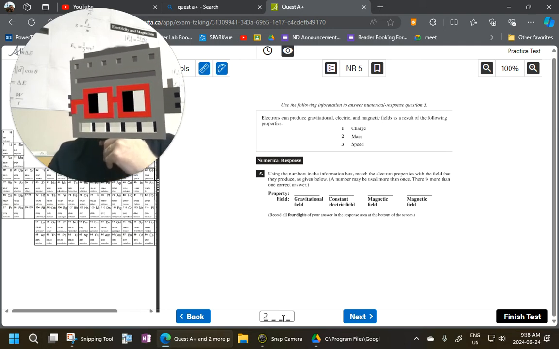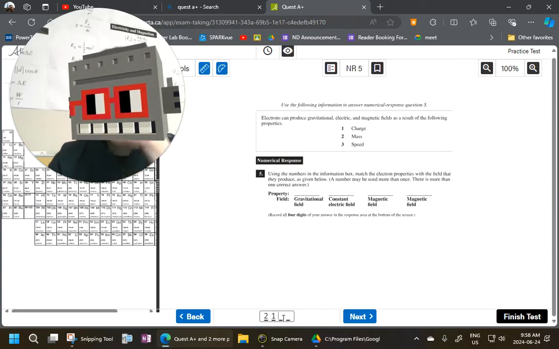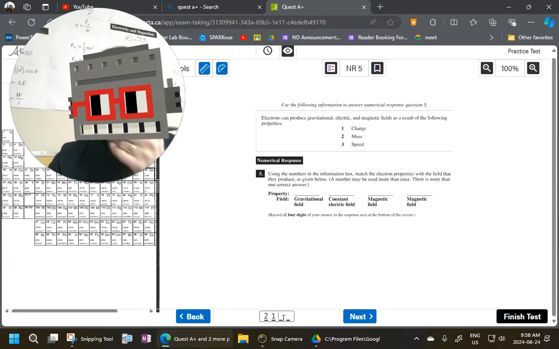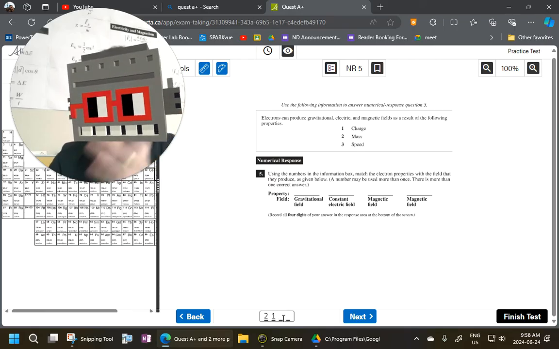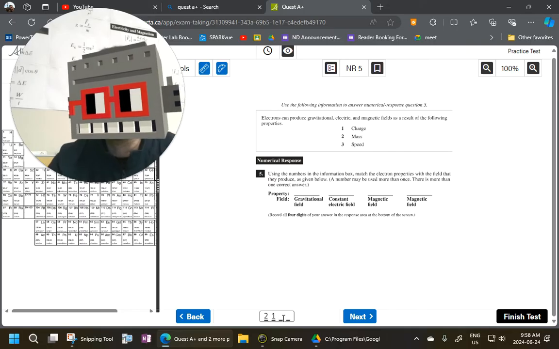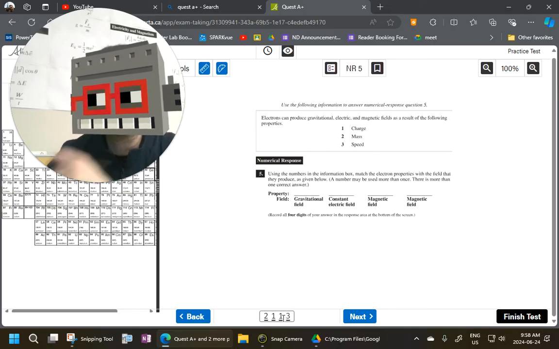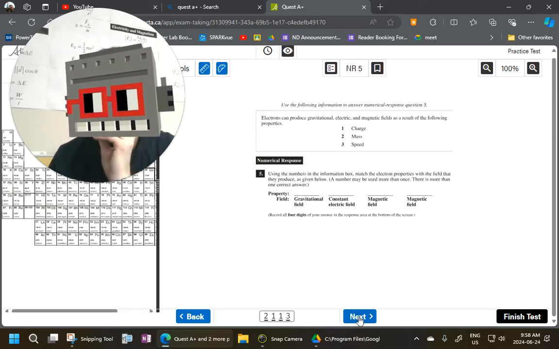So mass creates that. A constant electric field, that's going to be charge. And to create a magnetic field, you can see here it wants two things. Remember, one of Maxwell's predictions says that a moving charge produces a magnetic field. So we get a charge, and it has to have some speed here. So I'm going to go 2 and 3 there.